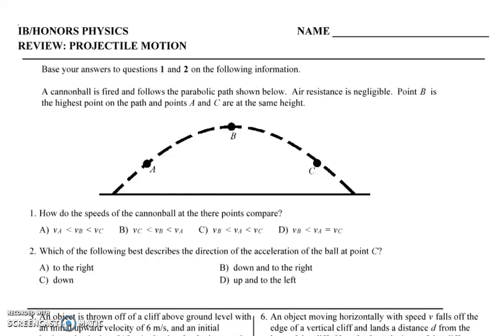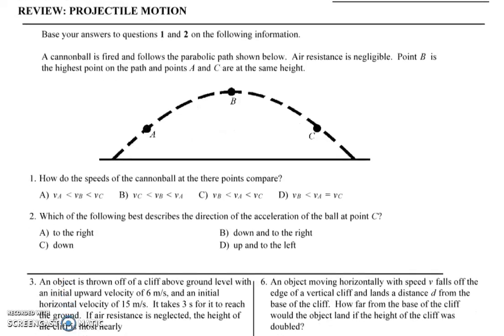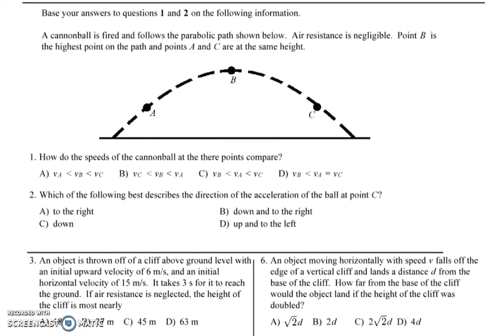Okay, so in this video we're going to be going over the practice test for projectile motion. The first question is addressing a cannonball that's fired and follows a parabolic path, and we're considering air resistance to be negligible. Okay, so that's going to be important. Point B is the highest point, and points A and C are at the same height. In other words, this is the same height.